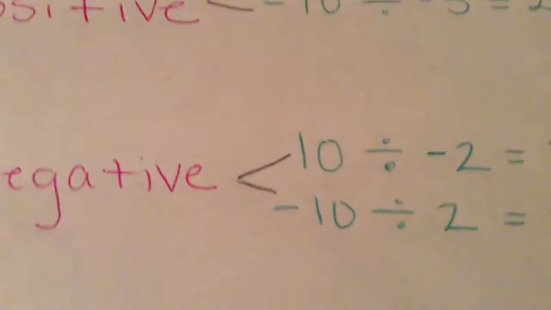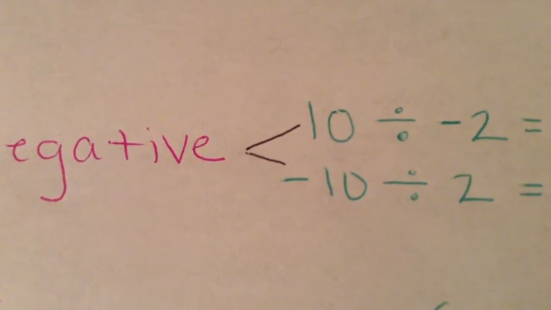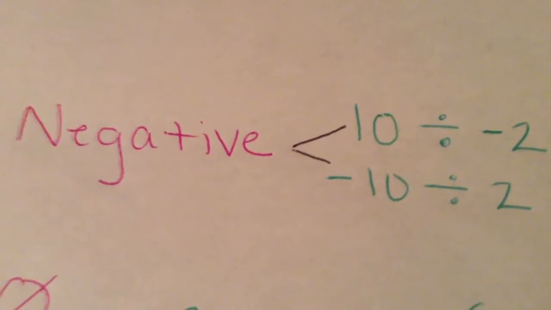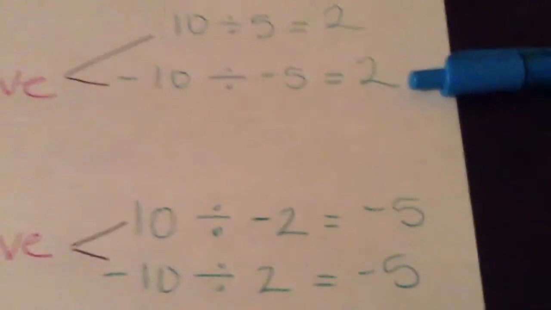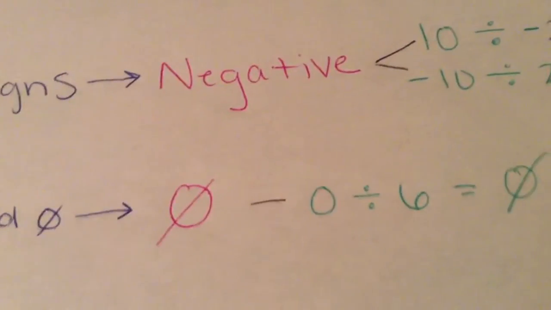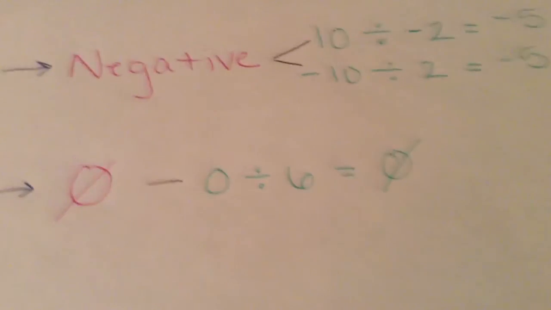Different signs, negative. Negative 10, or I'm sorry, positive 10 divided by negative 2. We're looking at negative 5 because they're different signs. Negative 10 divided by 2, still because they're different signs, it's going to be a negative 5. Any integer and 0, it's going to be 0. So 0 divided by 6 is going to be 0.